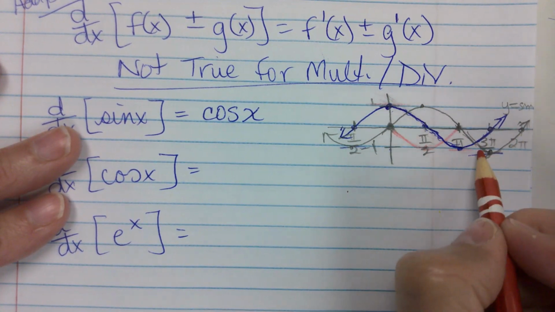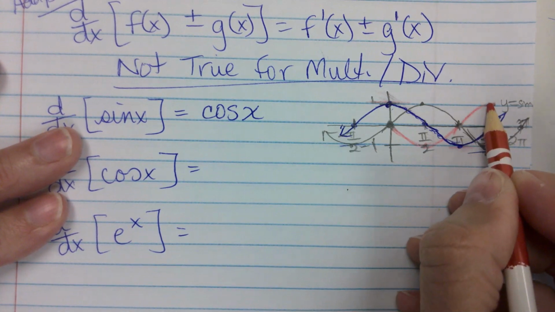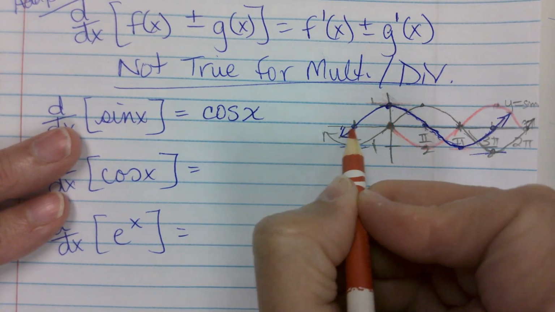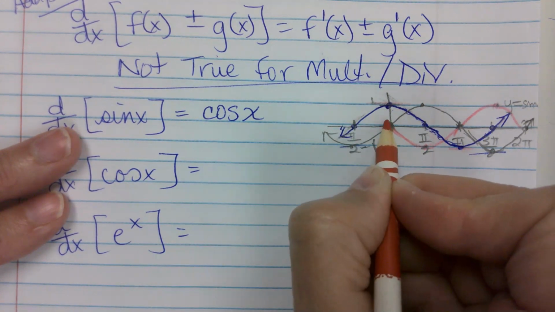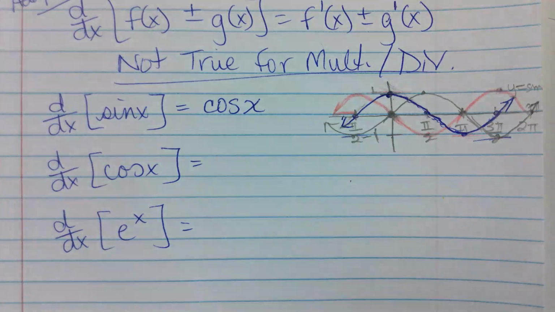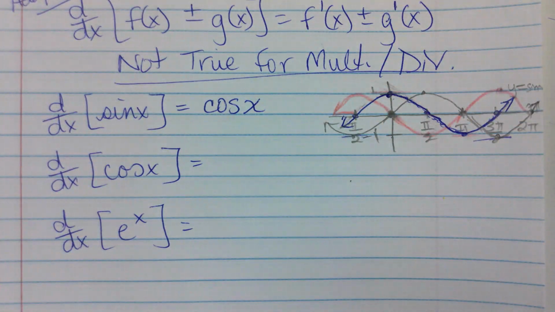We are +1 right there. Still positive. What is this? Anybody want to take a stab? It's not regular sine of x, is it? It's the opposite. It's a flip over the x-axis. Negative sine of x.